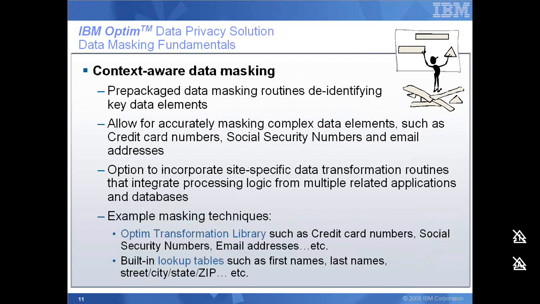Context-aware data masking. Optim Data Privacy Solution has support for context-aware data masking, wherein we have data privacy solutions for a variety of prepackaged applications like ERP solutions such as SAP, PeopleSoft, and JD Edwards, and all these are prepackaged applications. The definition of business objects within these prepackaged solutions is understood by default by Optim, and it will ensure that when you mask a particular portion of the data, it is seamlessly propagated across all the related business elements.